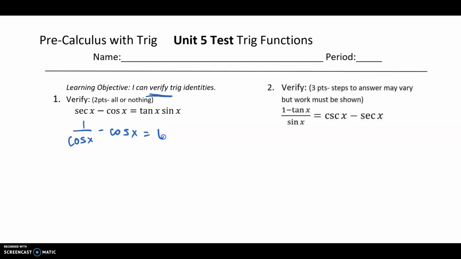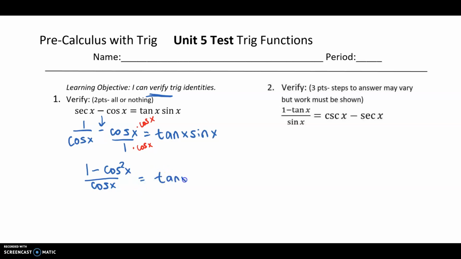And for now, I'm going to leave the right-hand side alone. Tangent x times sine x. I see a subtraction, and that prompts me to maybe subtract these two fractions. So I have 1 over cosine x minus cosine x over 1, which means this side needs a common denominator. The common denominator will be cosine x times cosine x. All right. So we have a common denominator between the two of cosine x. And the numerator now will be 1 minus cosine times cosine, which is cosine squared x.